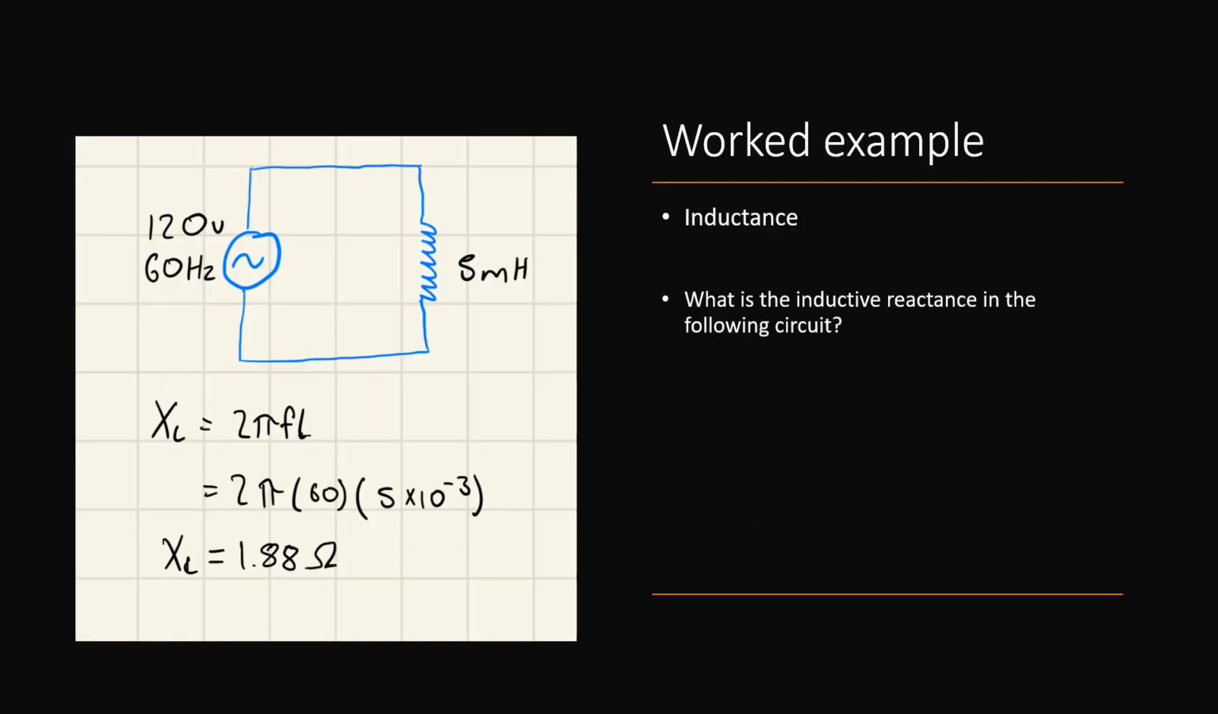Let's look at a worked example for inductive reactance. We are given the voltage, the frequency, and the inductance for the following circuit. Firstly, we use our equation XL equals 2 pi FL. Then we sub in our values for frequency and inductance, and we get 1.88 ohms.